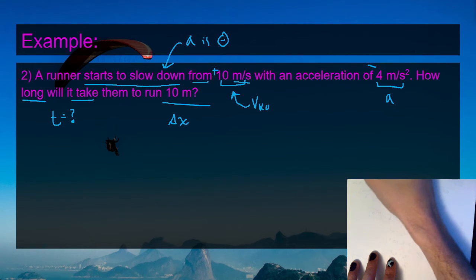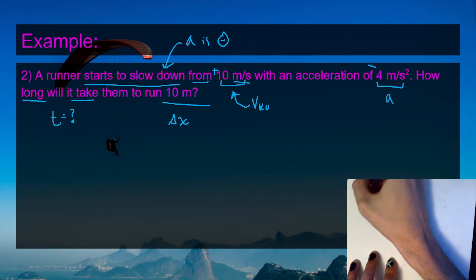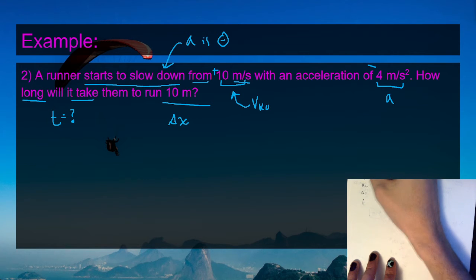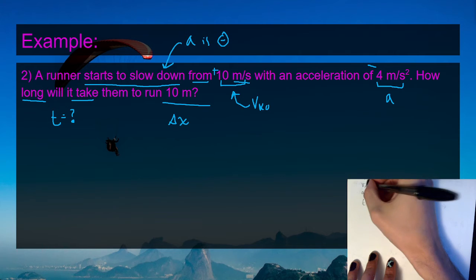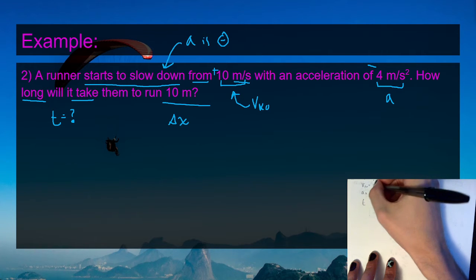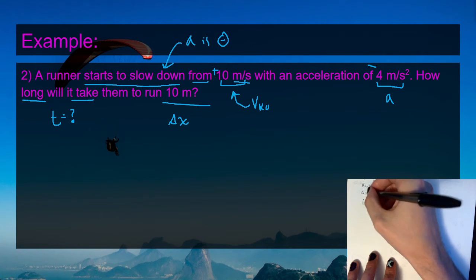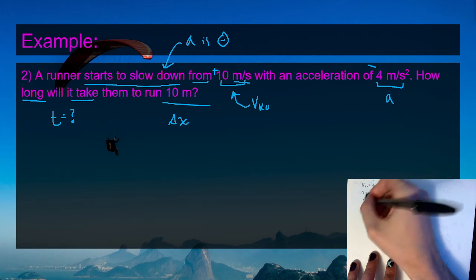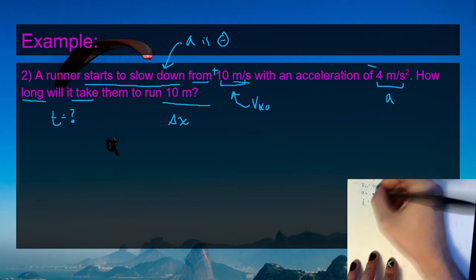Alright, so our givens here were, and sort of squaring away our variables again, delta x, vx, vx naught, ax, and t. I know that delta x is 10 meters. I know my final velocity is, I have no clue. I do know that my initial velocity is 10 meters per second, positive, and I do know that my acceleration is negative 4 meters per second squared. I've got no clue what my time is.